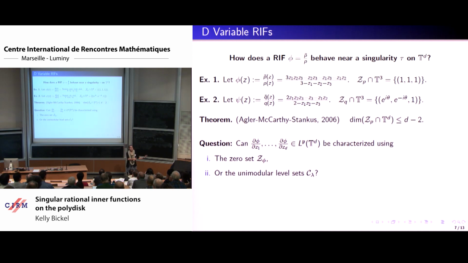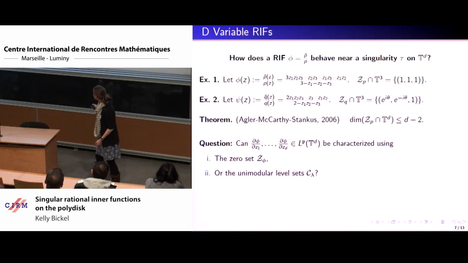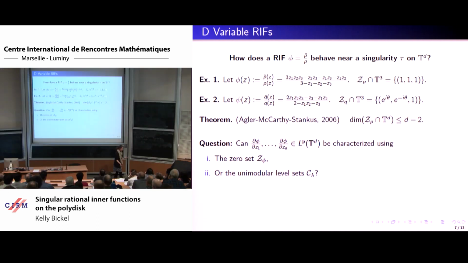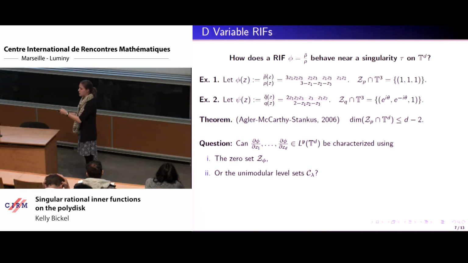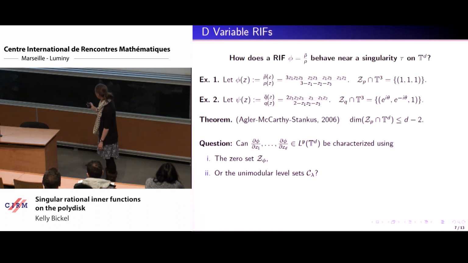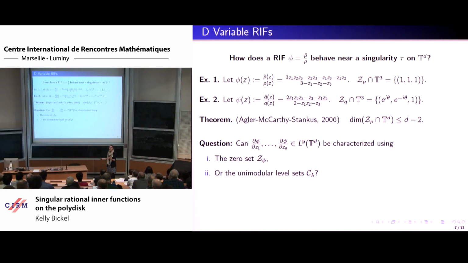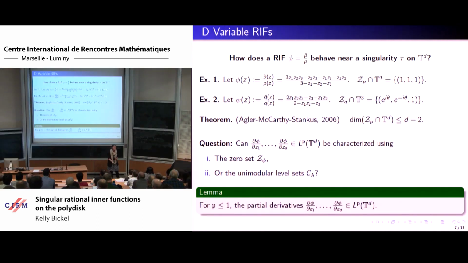However, because of what we saw in 2 variables, we can try and ask similar questions in this 3 and higher variable setting. Can we say something about the derivative integrability of rational inner functions? Does this somehow connect to the zero set behavior or the behavior of their unimodular sets? In particular, is there some way that the zero sets are approaching the singularity that governs derivative integrability? And is there some way that the unimodular level sets are bunching together near singular points that again governs derivative integrability?